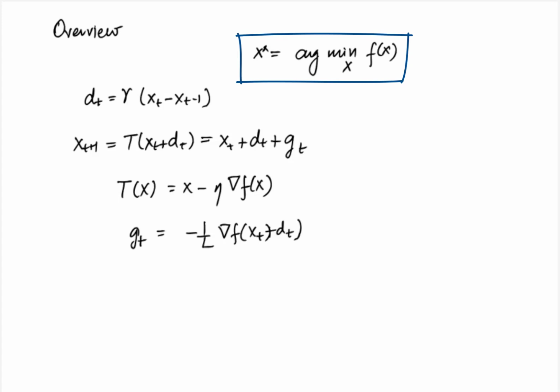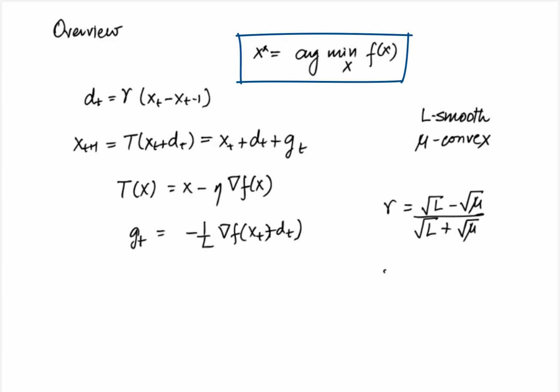The objective function f is L smooth and mu strongly convex. We will use the momentum parameter gamma equal to square root of L minus square root of mu divided by square root of L plus square root of mu, and eta equal to 1 over L. The result is that the oracle complexity of the accelerated gradient descent is order of square root kappa times log of (b f plus b) divided by epsilon, where kappa is equal to L over mu.